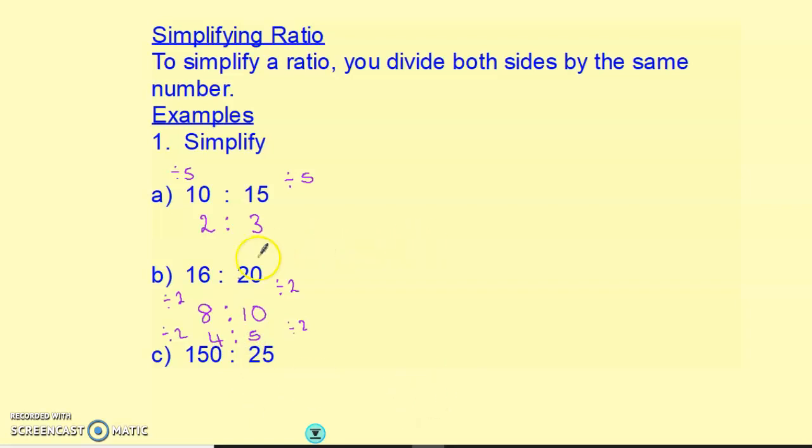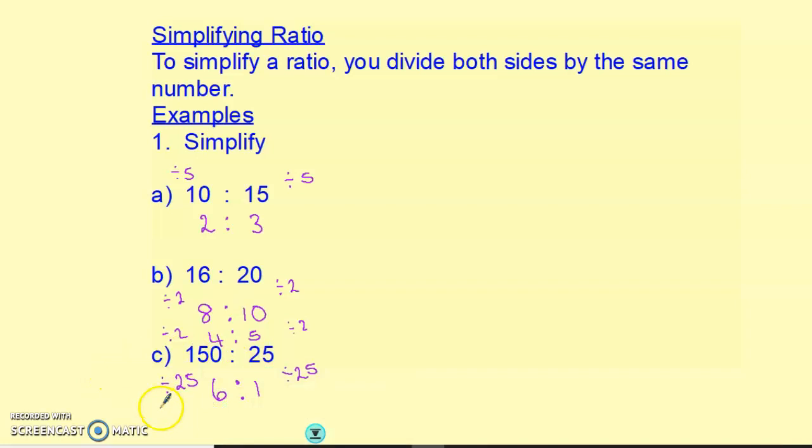The last one, 150 to 25. Again, you might not be able to spot the biggest number, but you can divide it down any number at all. So 25 divided by 25 is 1. 25 goes into 150, 1, 2, 3, 4, 5, 6 times. So we get a ratio of 6 to 1.